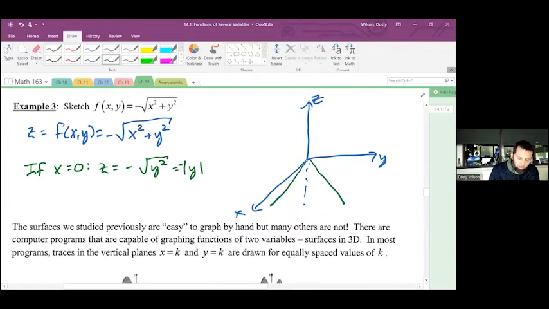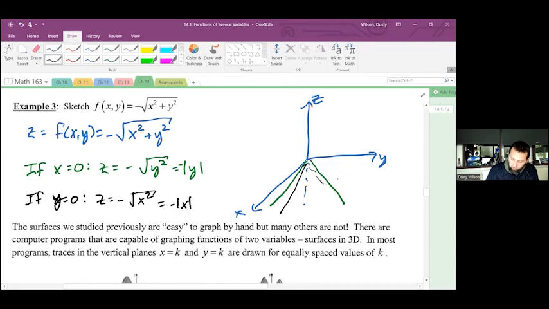And similarly, if y was equal to 0, then I would have z equals negative square root of x squared, or negative absolute value of x. And so that would be kind of coming the other direction, also an upside down v. And then I think about the x squared plus y squared.